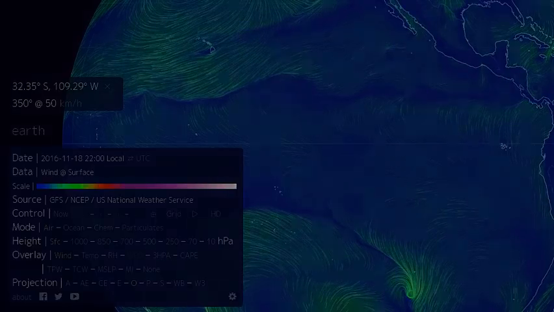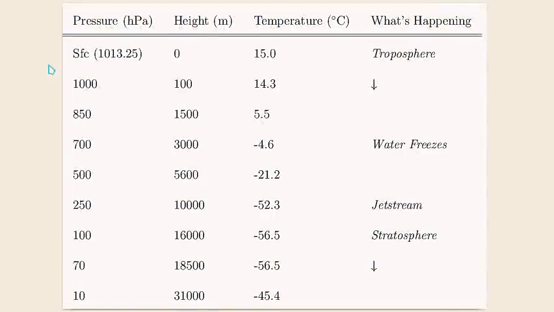In order to explain this, I made this nice table for you so you can see the pressure right here, the height, the temperature in degrees C, and what's happening at that pressure. Here at the surface, it's nice and warm. Above the surface, it's a little bit colder. Here at 700 hectopascals, 3,000 meters, water freezes.